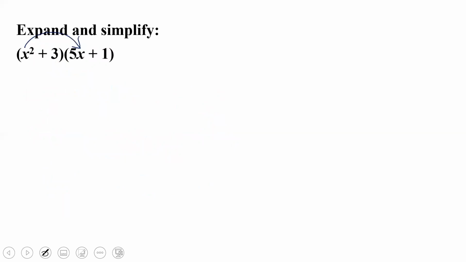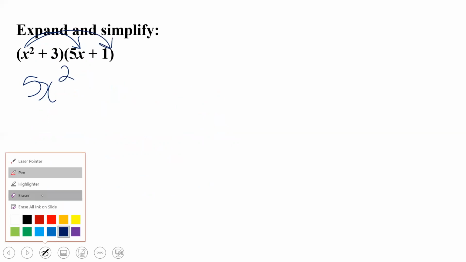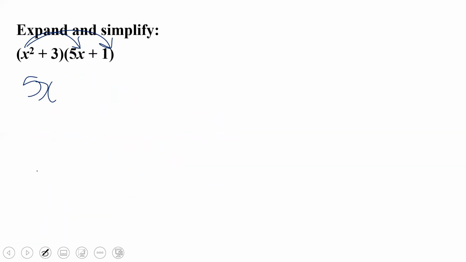X squared times 5x will give us 5x squared. X squared times 1 will give 5x cubed, my bad. And then x squared times 1 will give us x squared. 1x squared or x squared, right? The 1 does not have to be there. 3 times 5x will give us 15x, and 3 times 1 will give us 3, which is a positive 3.